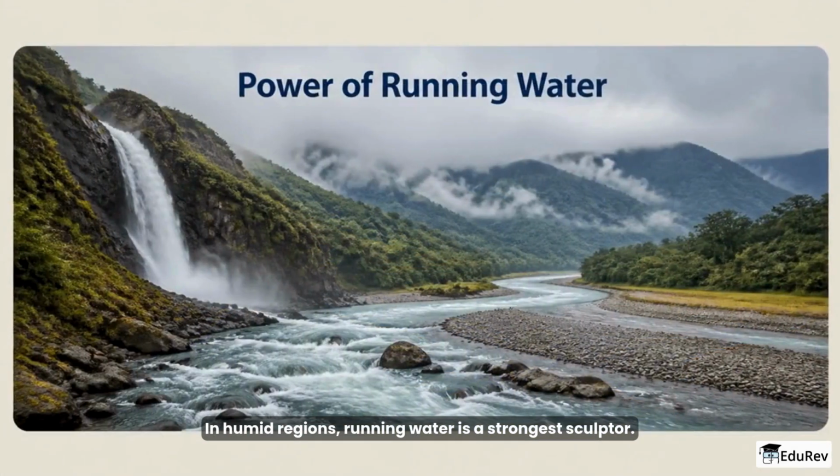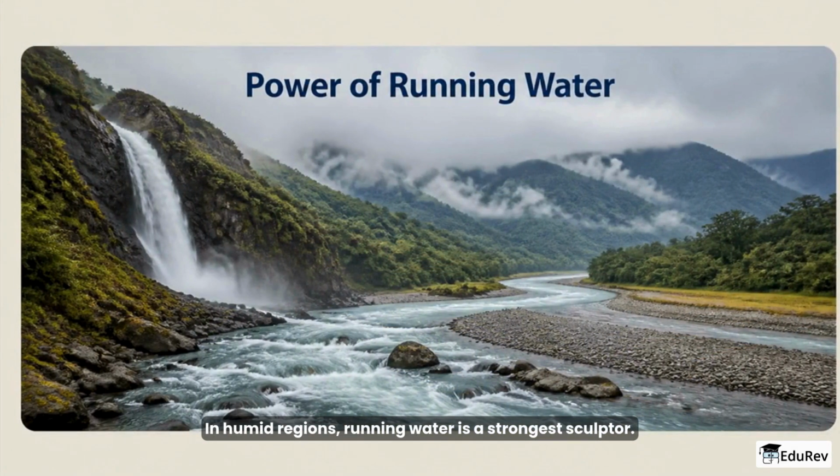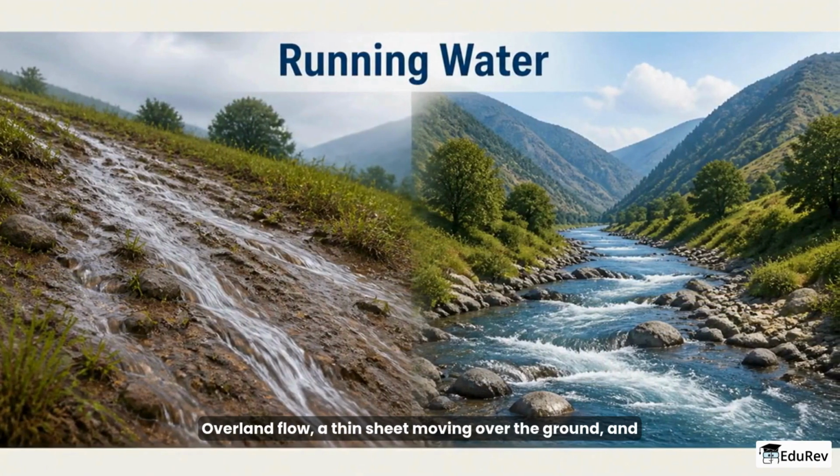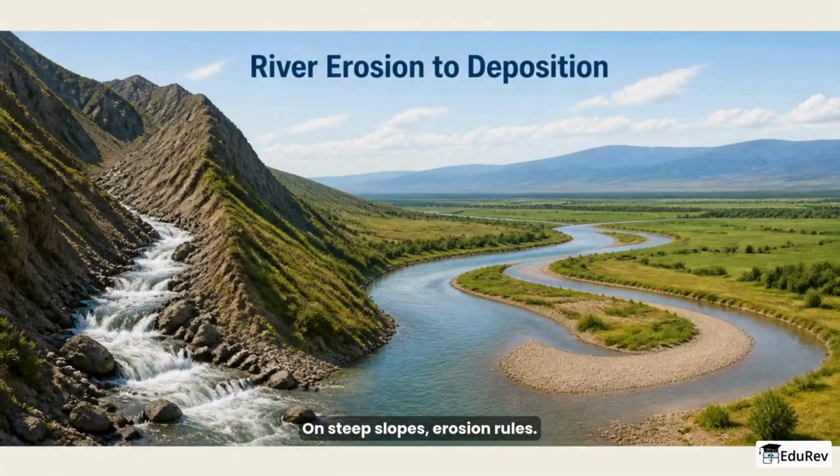In humid regions, running water is the strongest sculptor. It carves the land, carries material, and builds new landforms more than other agents. Running water acts in two ways: overland flow, a thin sheet moving over the ground, and linear flow in streams and rivers in valleys. On steep slopes, erosion rules.